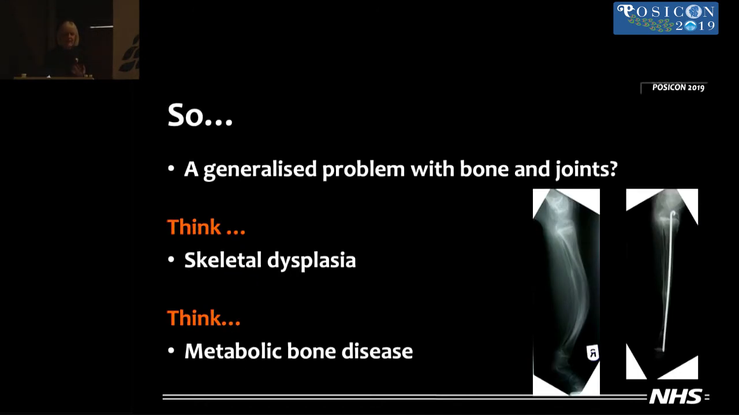So if you're faced with a generalized problem with your bones and your joints, you should think skeletal dysplasia, but you should widen your net to also think metabolic bone disease. The overlap between the two conditions radiographically and clinically can be really quite broad, and it's up to you to use your clinical acumen to start deciding whether this is simply a skeletal dysplasia or whether it's a metabolic bone disease which requires you to think outside your orthopedic box and involves some help as well.